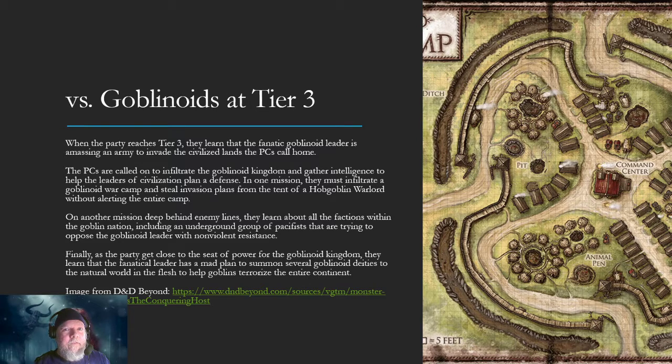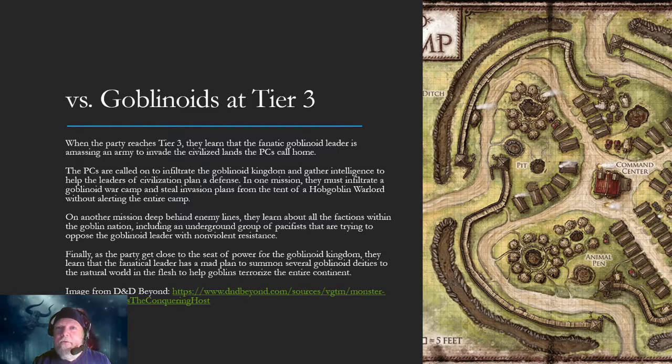All right. Finally, as the party gets close to the seat of power for the Goblinoid kingdom, they discover something about this fanatical leader. They discover the fanatical leader has a mad plan to summon several Goblinoid deities to the natural world in the flesh to help goblins terrorize the entire continent. Yes, I stole that straight out of the plot for Tyranny of Dragons. Cult of the Dragon wants to raise Tiamat in the flesh from Avernus to the material world. Okay, so these guys want to bring Maglubiyet and a couple of his cronies to the natural world.